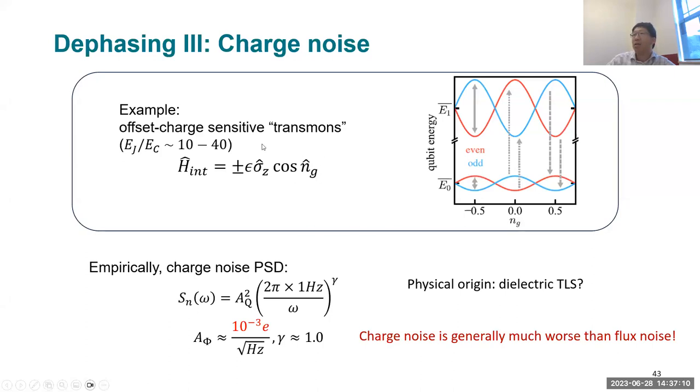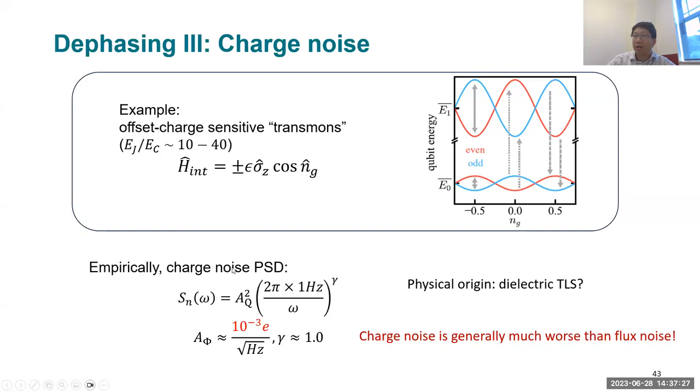And you can in fact use this kind of qubit to study charge noise as well. And this charge noise spectral density is also 1/f, it turns out. And this coefficient is also very close to 1. It's also 1 over frequency.